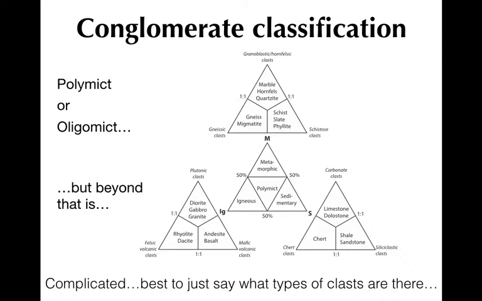A polymictic conglomerate contains many different types of rock fragments, and most conglomerates are polymictic. An oligomictic conglomerate, on the other hand, contains only one type of rock fragment, or a vast majority of only one type of rock fragment. When a conglomerate is polymictic, classifying it can be complicated, so it's best to just describe the types of clasts a given conglomerate contains and their proportions in order to characterize the source.